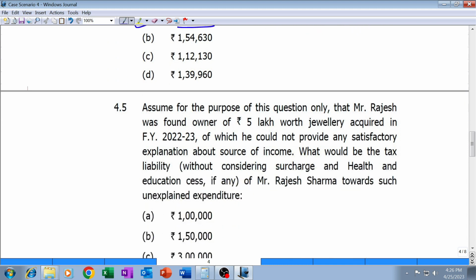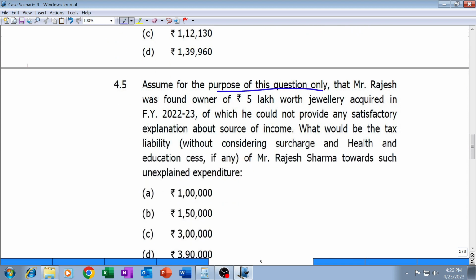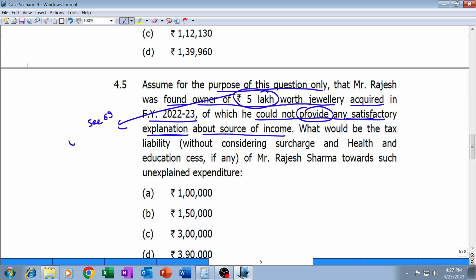Fifth and the last: assume for the purpose of this question only that Mr. Rajesh was found owner of 5 lakh rupees worth of jewelry acquired in financial year 22-23, current year only, of which he could not provide any satisfactory explanation about the source of income. Now this is governed by a concept called aggregation of income, section 69, unexplained money, bullion, jewelry, etc. And whatever undisclosed income is found for which he is not able to provide a satisfactory explanation to the assessing officer, that amount will be chargeable to tax under section 115BBE at a flat rate of 60%.